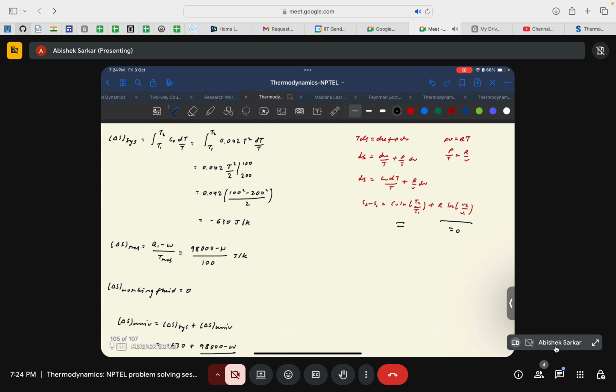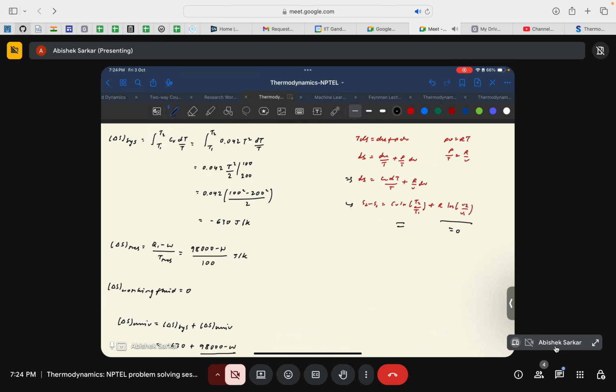this part. So delta S system would be the integral of Cv dT by T from T1 to T2. Since Cv is not constant in this case, we cannot obtain this step directly. We have to start from this step. So we will have integration from T1 to T2 of Cv dT by T. Now Cv is AT square, or 0.042 T square, dT by T.